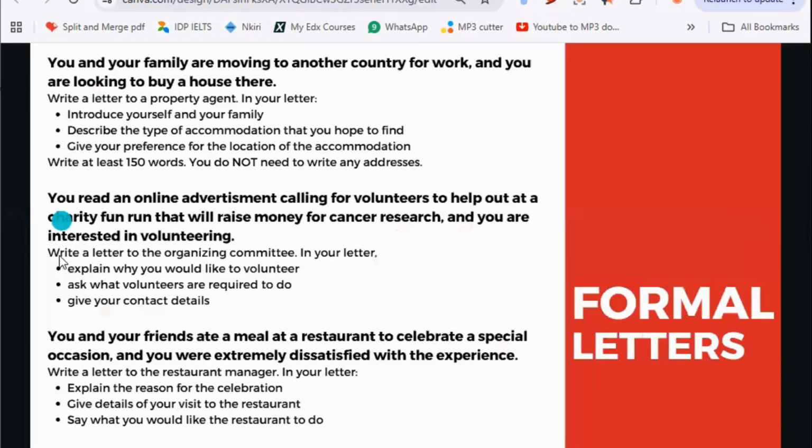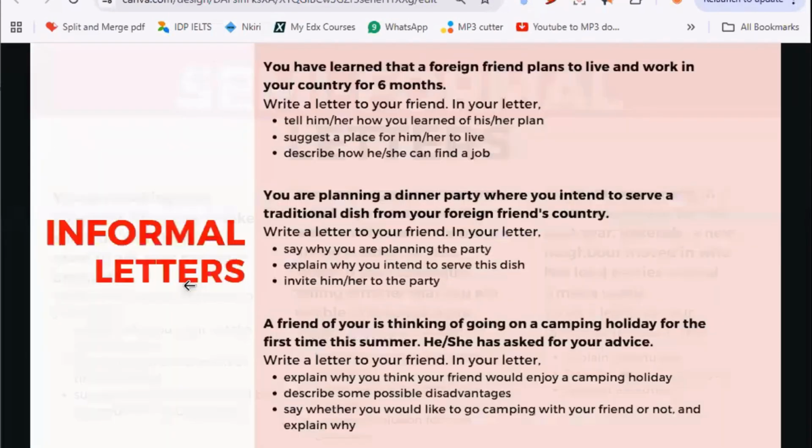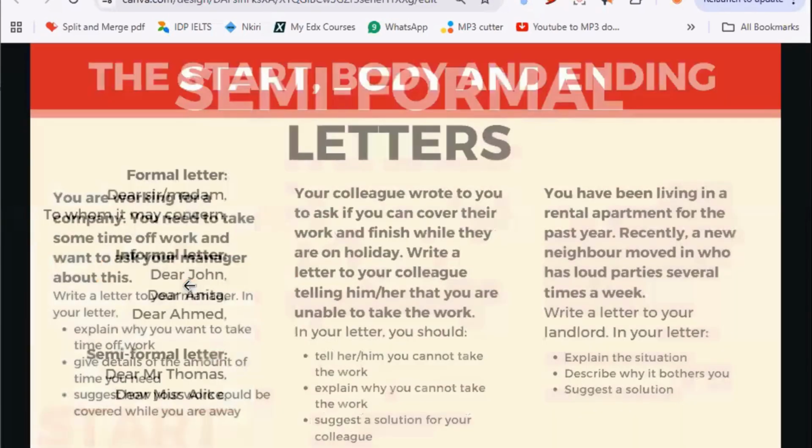So what do you mean by bullet? All these things here. Bullet 1 is explain why you would like to volunteer. That's bullet 1. You write about that in the main body. Bullet 2, ask what the volunteers are required to do. You write about that in the main body. Give your contact details. You write about that in the main body. So these are the things I'm calling bullets. These are the things you go into after introducing yourself.